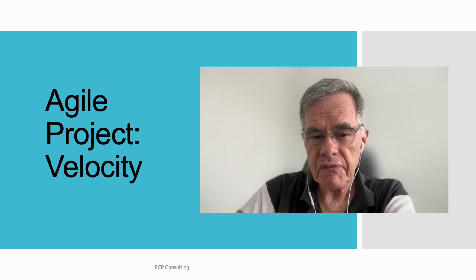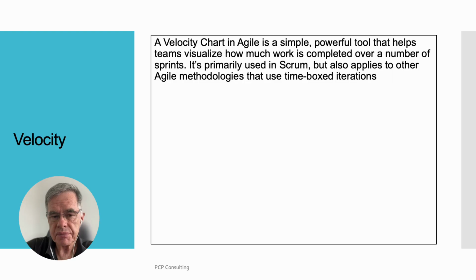Agile Project Velocity. A velocity chart in Agile is a simple, powerful tool that helps teams visualize how much work is completed over a number of sprints. It's primarily used in Scrum, but also applies to other Agile methodologies that use time-boxed iterations.